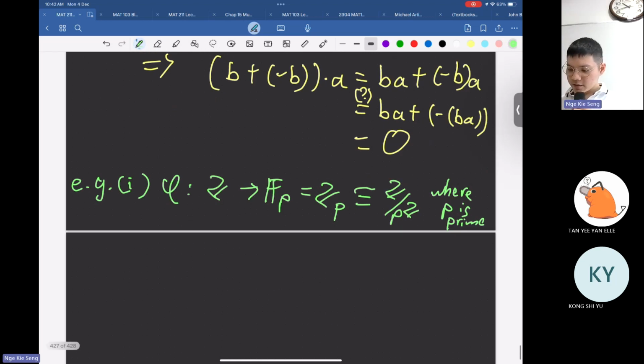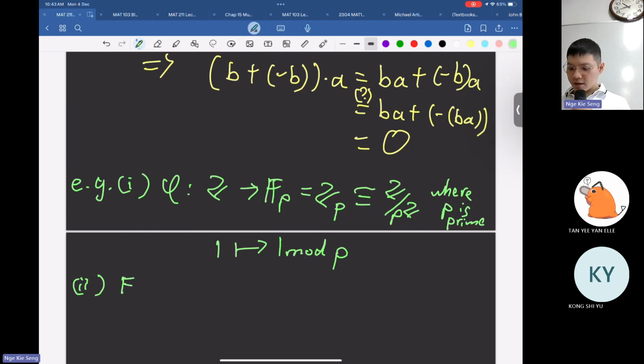Last time we discussed about this. So what's this map here? How do I define this map? I need to define it on my generators. Z is an infinite cyclic group generated by 1. So I just tell you where 1 has to go. 1 has to go to 1 mod p. And then this will determine where all the integers should go.